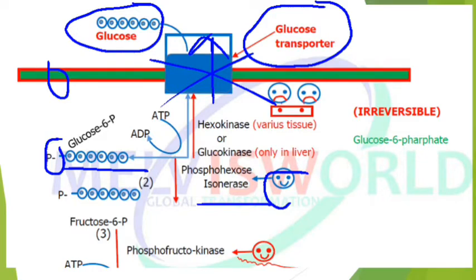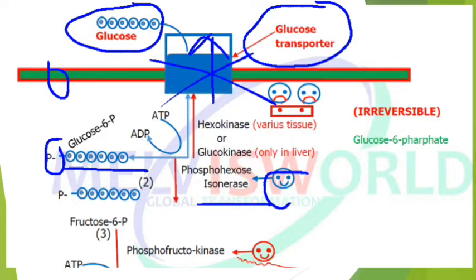Glucokinase is only in the liver, so someone can ask you what's the difference between hexokinase and glucokinase. Glucokinase is found only in the liver cell. Hexokinase is found in various body tissues. Please take note of this. Then, hexokinase can phosphorylate even the minutest glucose in the body. But glucokinase is stimulated into action most specifically when there is high blood glucose.